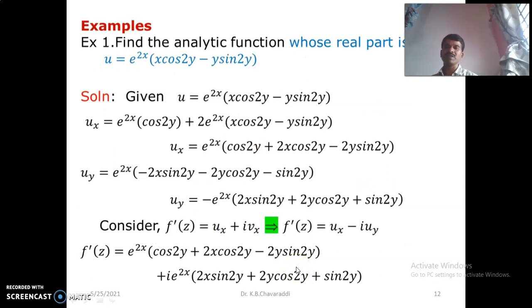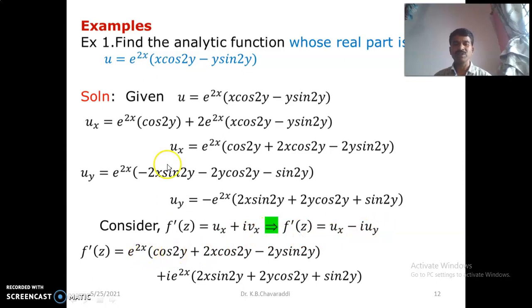Now we shall see some examples. In this example, find the analytic function whose real part is given. This is the real part that is given. Just take that real part and differentiate with respect to x and y partially, and make use of the derivative relation, u_x plus i v_x. Then you can make use of the CR equations. Since u is given, we have a derivative relation only in terms of u, so you can take the conversion of v_x as minus u_y.